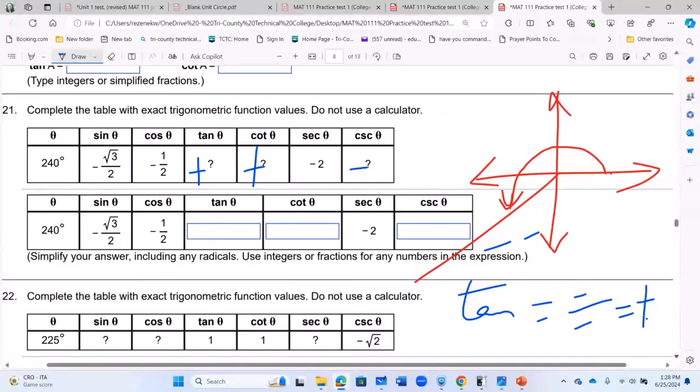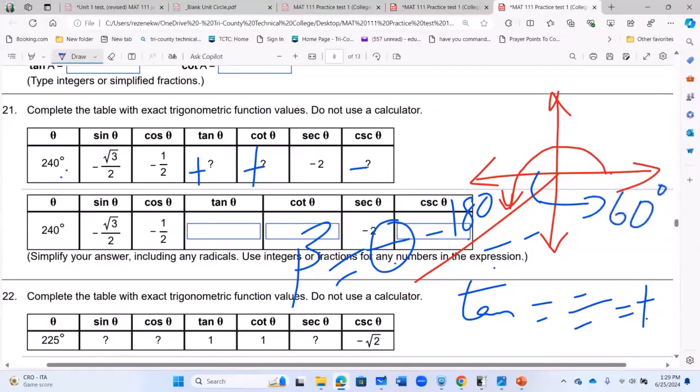Then the next thing I ask myself: what is the reference angle representing 240? So remember the reference angle in the third quadrant, let me call it beta. That reference angle is equal to theta, the angle in standard position, minus 180. So theta is 240. 240 minus 180 is 60. Therefore, the reference angle here is 60 degrees.